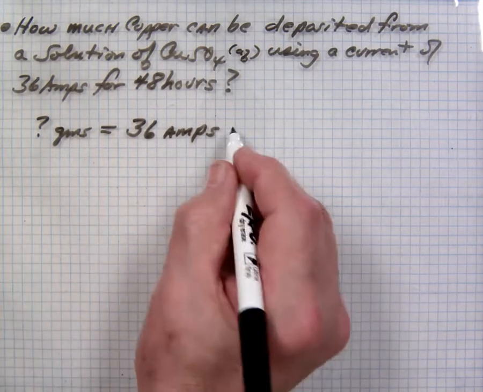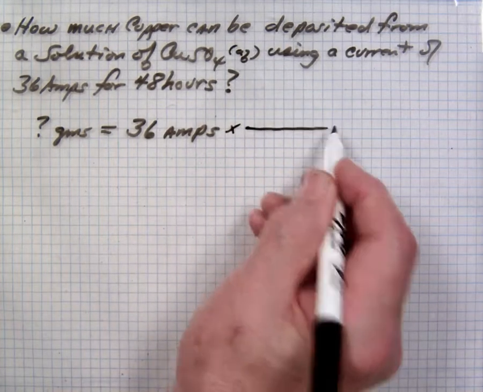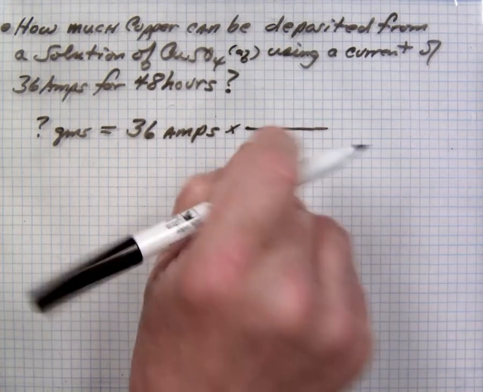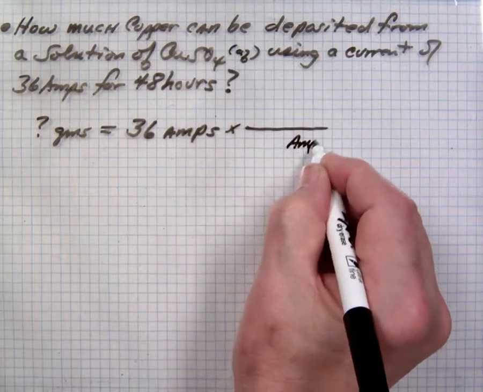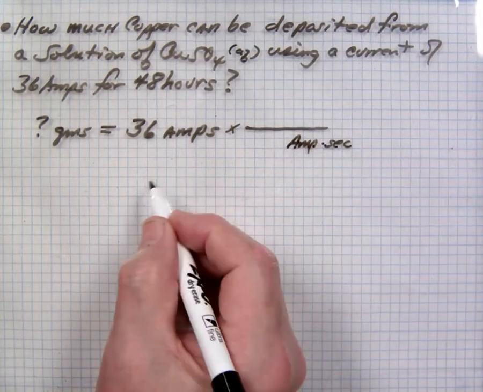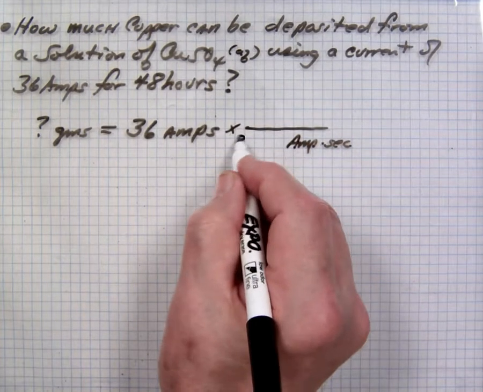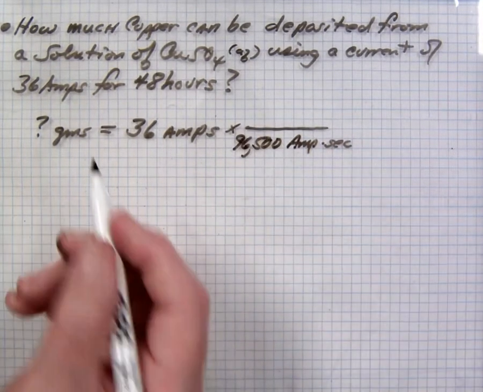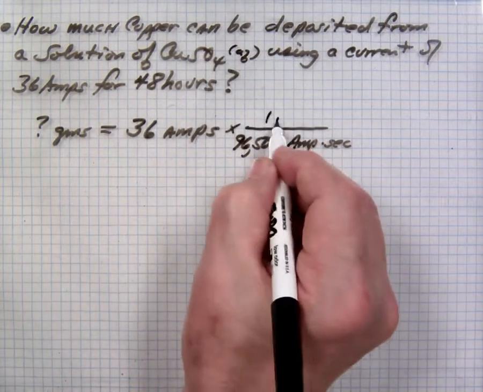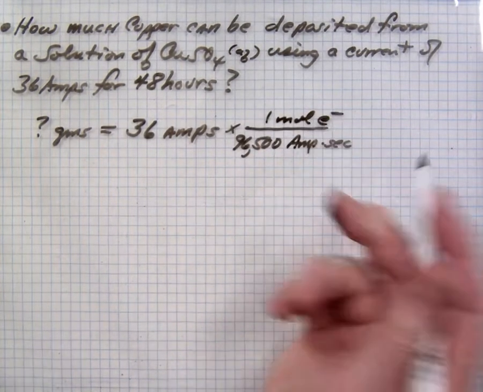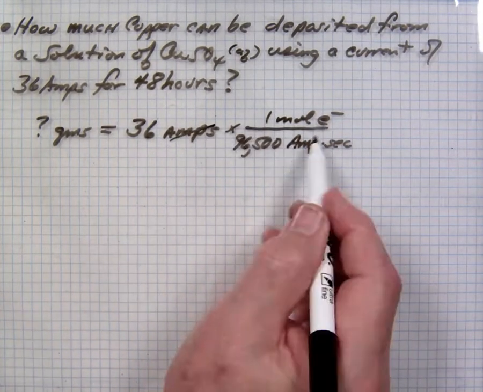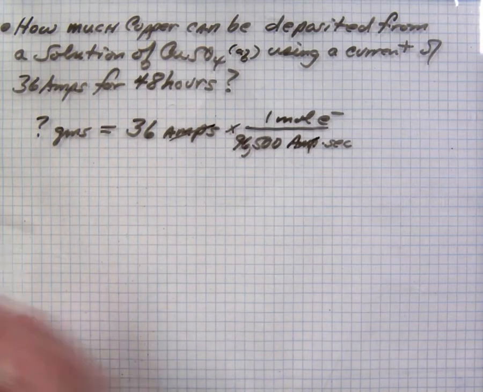Okay, so we want to get rid of the amps right here, and the only unit that has amps in it is the amp seconds of Faraday's law, and that's 96,500 amp seconds. Now, from the equivalence, 1 mole of electrons will be delivered with 96,500 amp seconds. Well, amps will now cancel out.